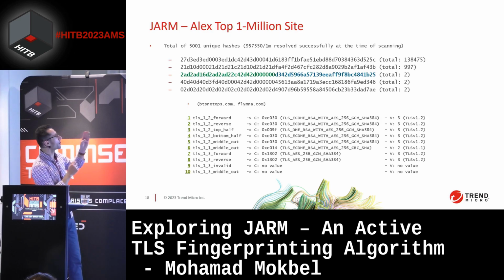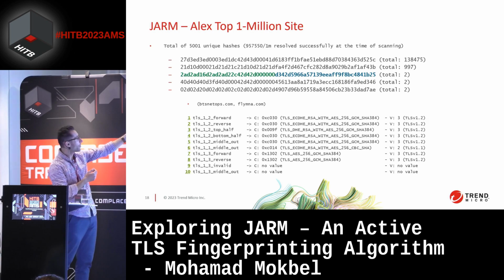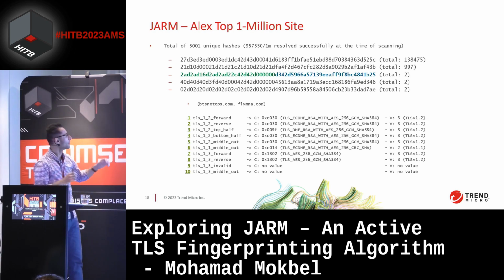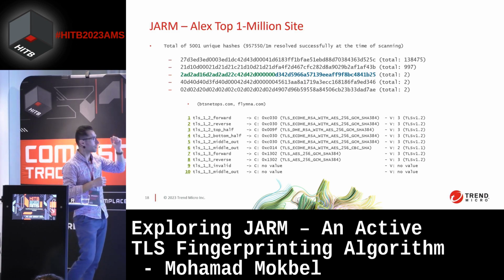For example, the first hash is shared by 138,000 servers. It's the same hash, okay? The second hash by 997. Of course, some of the hashes are unique. As you can tell, the third one, which I have highlighted, is shared by only 2 servers out of 1 million, which is good. And the same thing goes for the other 2, and the list goes on.